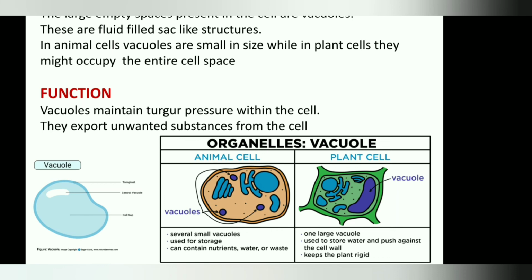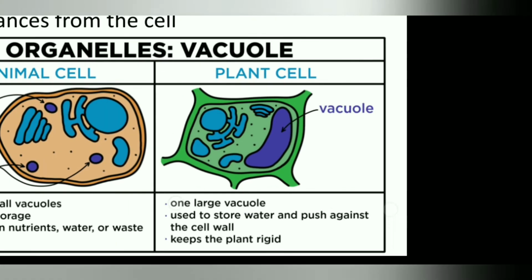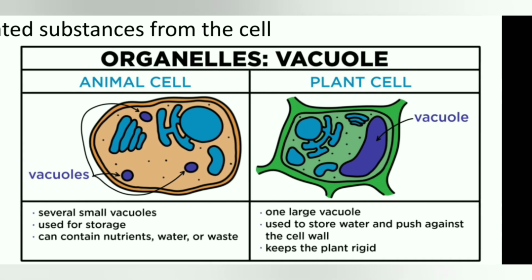Here you can see the differences between a vacuole of an animal cell and a vacuole of a plant cell. Here in the picture you can see several small vacuoles. They are used for storage and they can contain nutrients, water or waste in animal cells. Whereas in plant cells, you find one large vacuole is present. It is used to store water and also it keeps the plant rigid. So this is the structure of vacuoles.